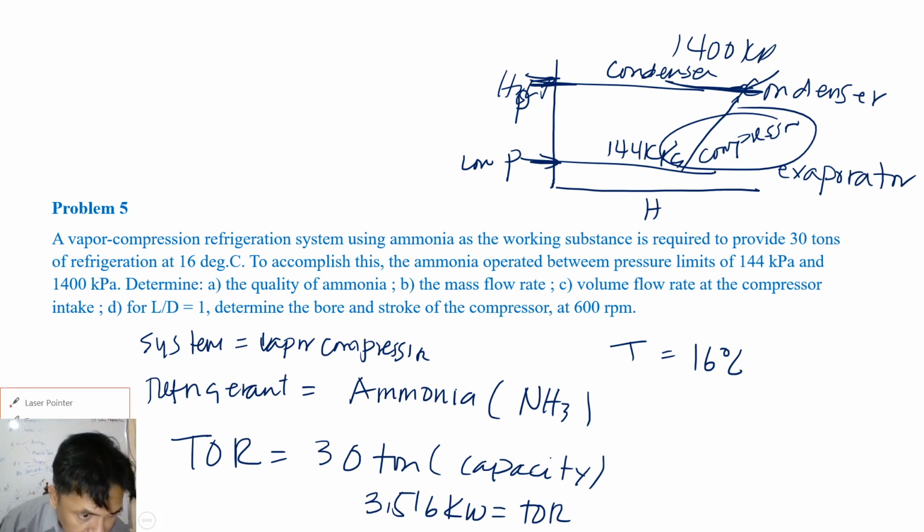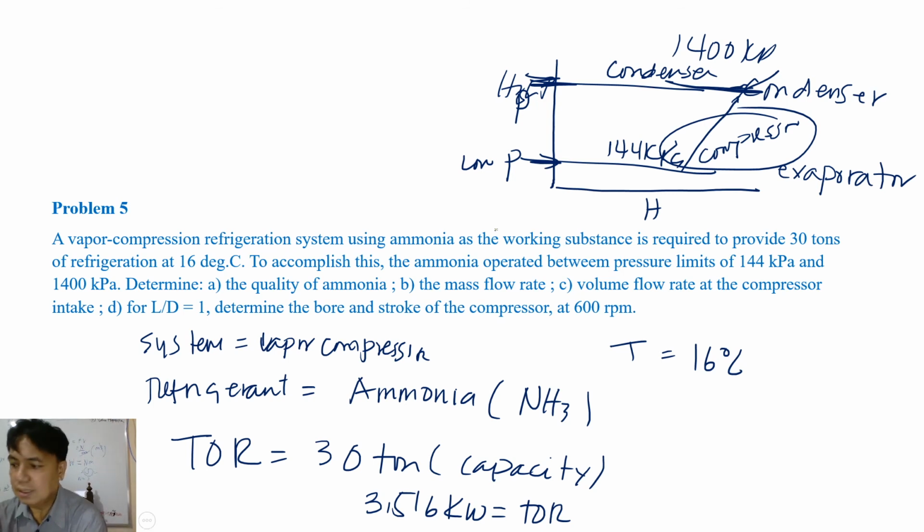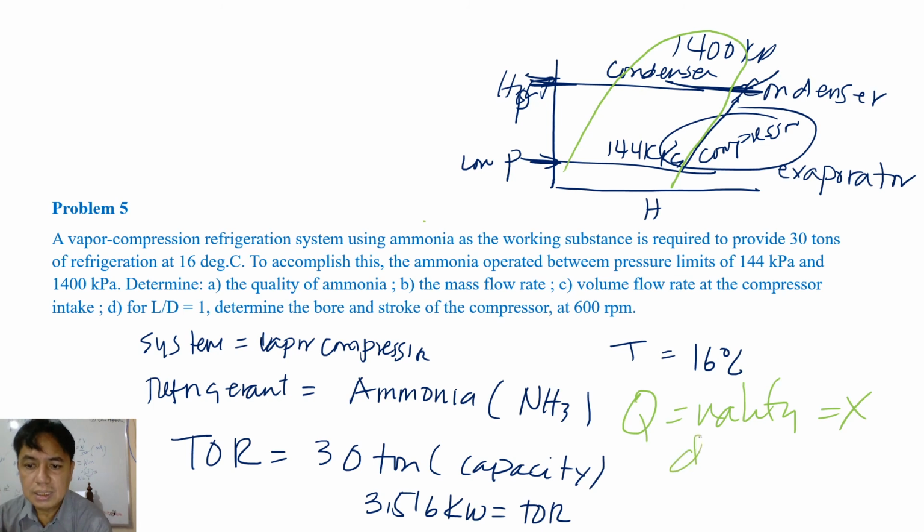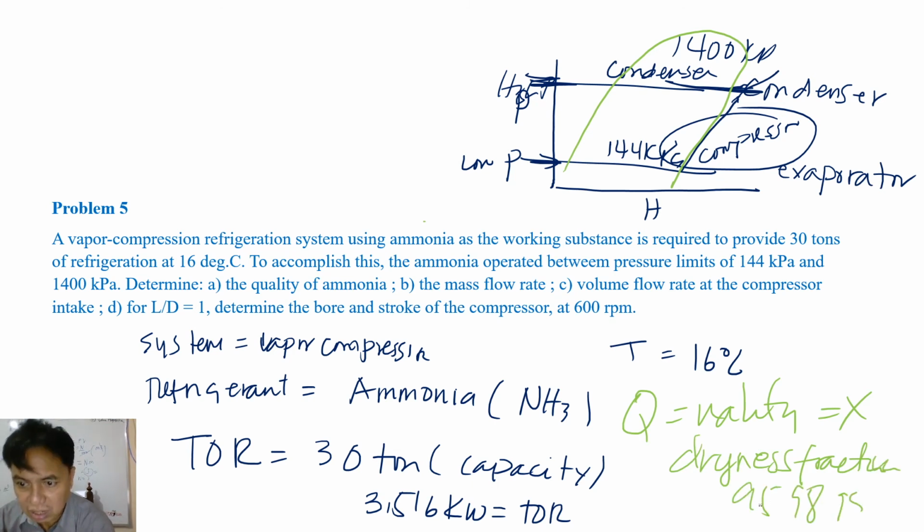Ngayon, sabi diyan, anong i-determine natin? Determine the quality of ammonia. Ano yung quality? Anong letter yung quality? Binanggit ko na kanina. What is the symbol for quality? Quality is X, di ba? Yun ang tinatawag na dryness fraction. Pwedeng 95, 98, 99, no? Malapit na yan sa dryness.